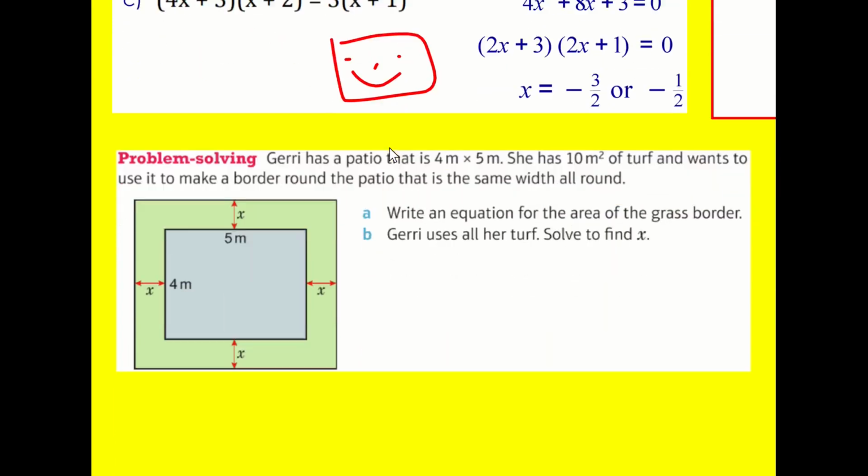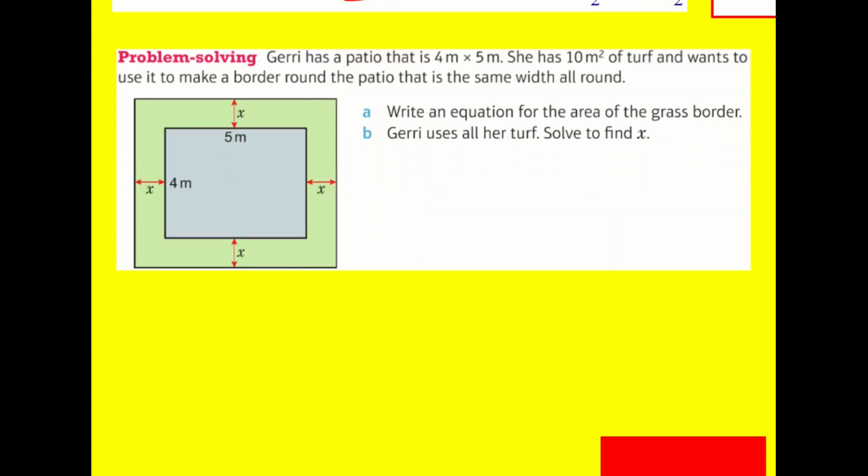All right, so we've got a problem here that we need to try and solve. We've got a patio, it's 4 by 5 meters, this inside bit here. We've got 10 meters squared of turf, and we want to use it to make a border around the patio that's the same width all the way around. We don't know what that width is, that's what we want to find. So we're going to label it X.